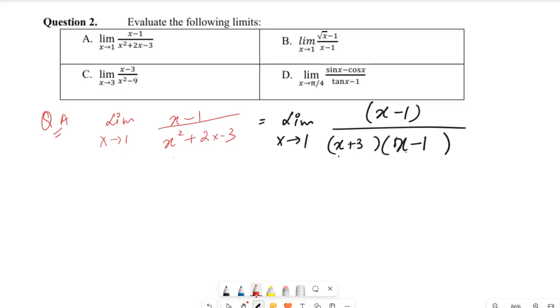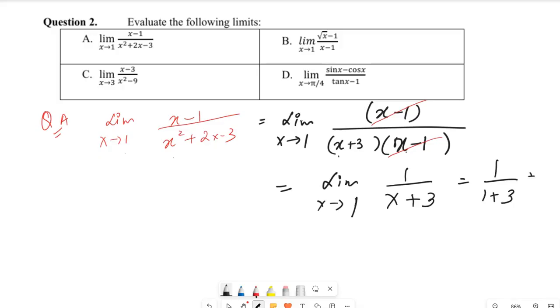Now x is approaching 1, so x minus 1 is really not 0. It's close to 0, so we can divide both of them. What we are left with is limit x approaches 1 of 1 by x plus 3. Now you can just plug in 1 and it will work. 1 plus 3. The answer is 1 by 4. So this limit exists and is equal to 1 by 4.